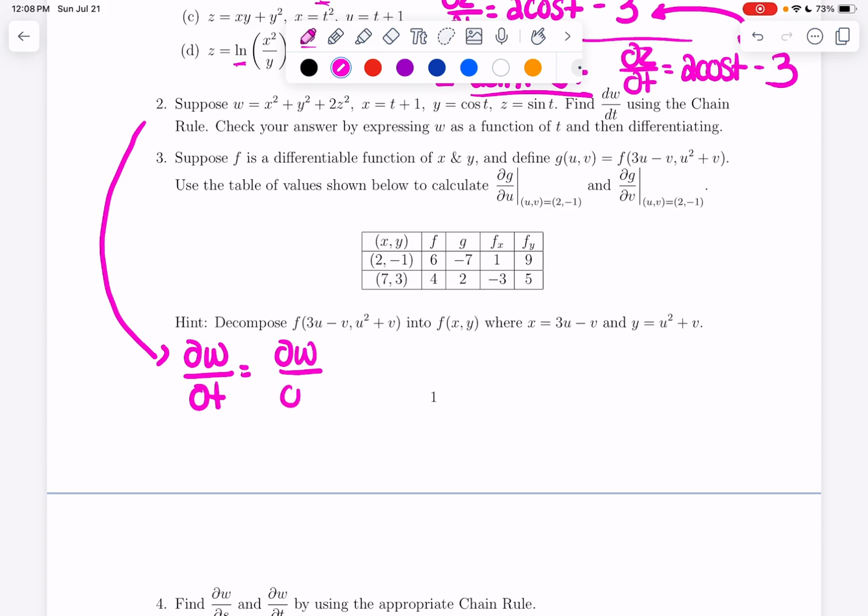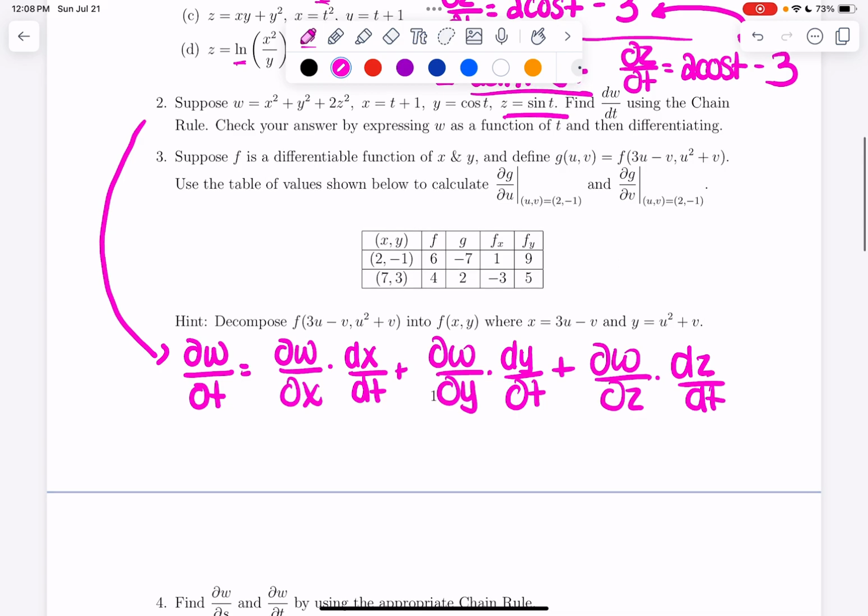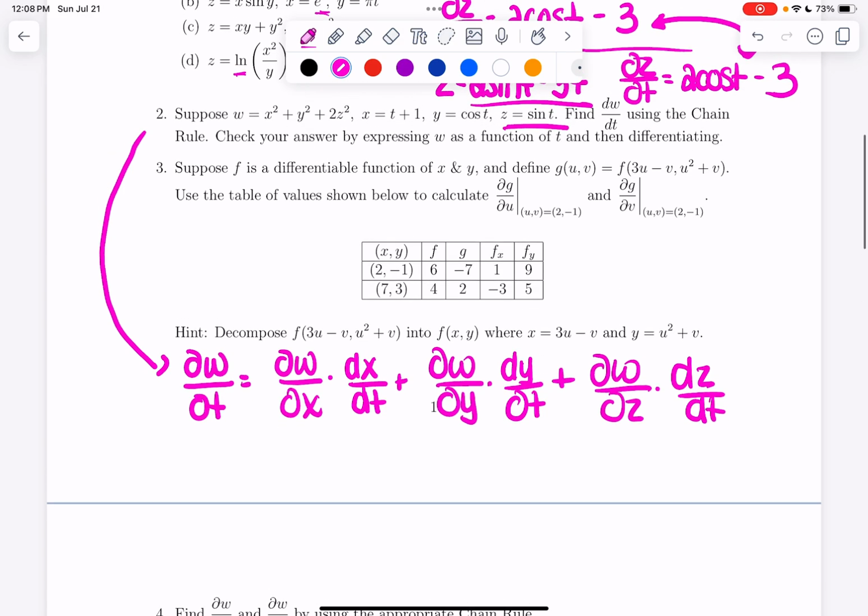So you would do the partial derivative of w over the partial derivative of x times dx over dt, plus dw over dy times dy over dt. And then plus, because we now have a z variable, which is sine of t in this case, it's going to be dw over dz times dz over dt. So just adding in that extra part. I'm just going to fill that in, looking at w, starting off with that.